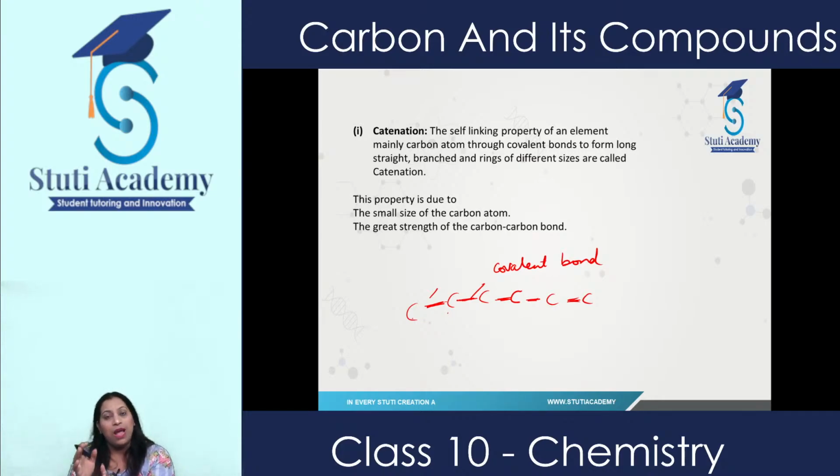Although silicon also has 4 electrons in its outermost shell, it does not show this catenation property, because the size of silicon is larger than that of carbon. So that's why only carbon shows this property of catenation.